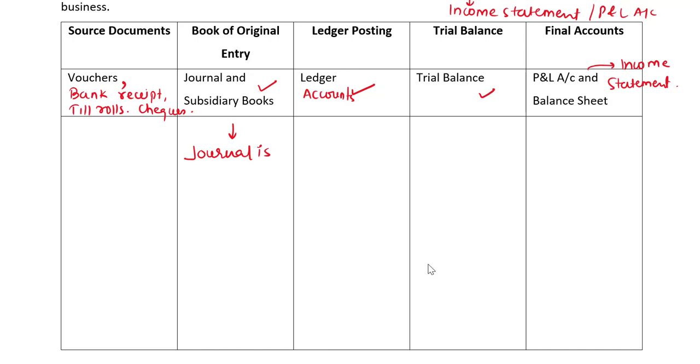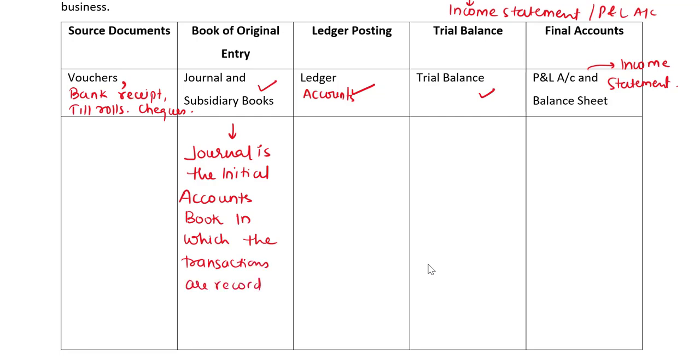Journal is the initial accounts book. It's a primary accounts book. It's an initial account book in which the transactions are recorded when they occur. As and when there is an occurrence of the transaction, it is recorded in the journal book.